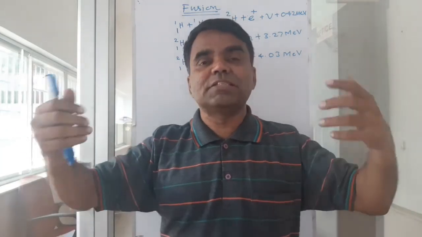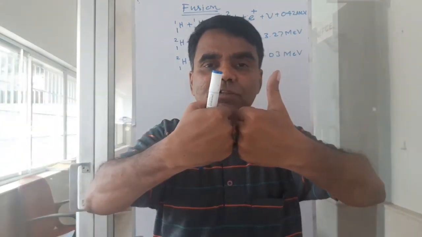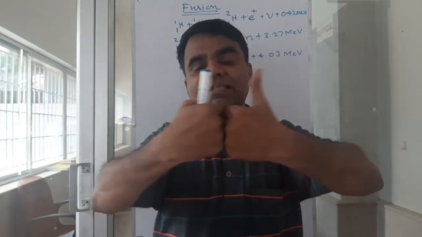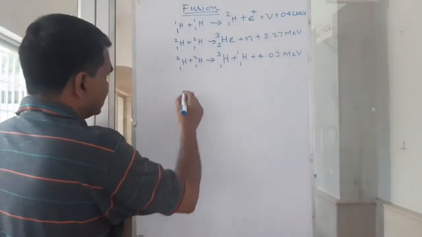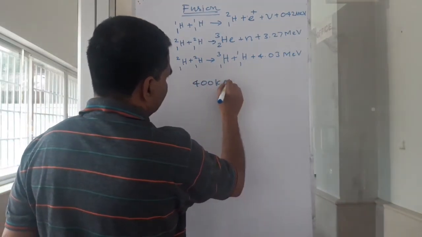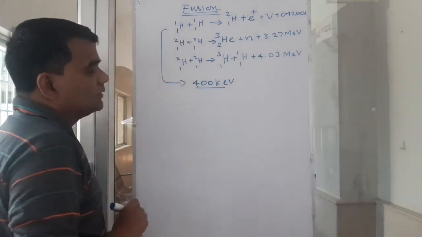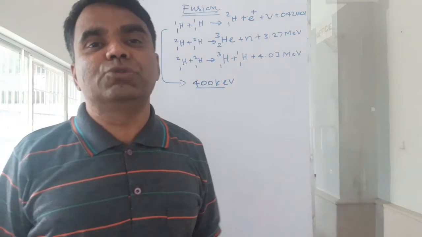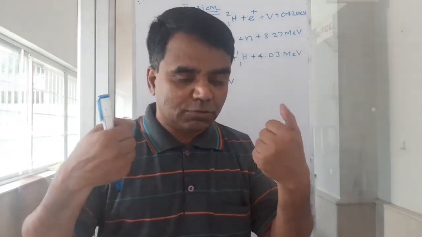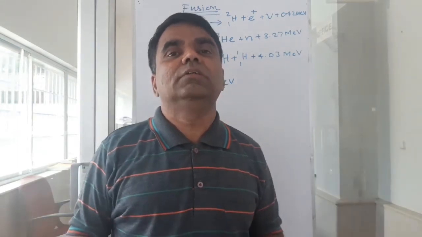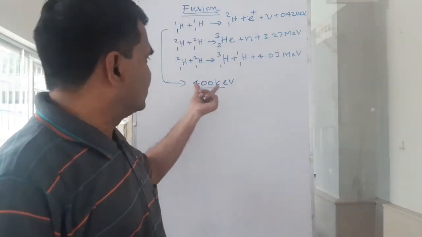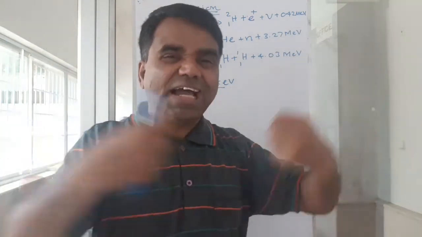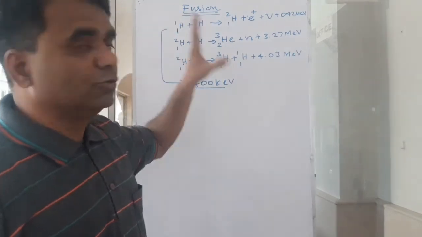So there would be some speed, some kinetic energy. If there is a speed, there is a kinetic energy. There must be some kinetic energy at which they will come close enough for the nuclear force to overtake. Then they fuse. That energy is estimated to be about 400 kilo electron volts. If each proton has this energy or more, then they can come to a close enough distance so that the nuclear force can take over, and the Coulomb force of repulsion becomes negligible. So they have to go really fast. Only high energy protons can participate in fusion.